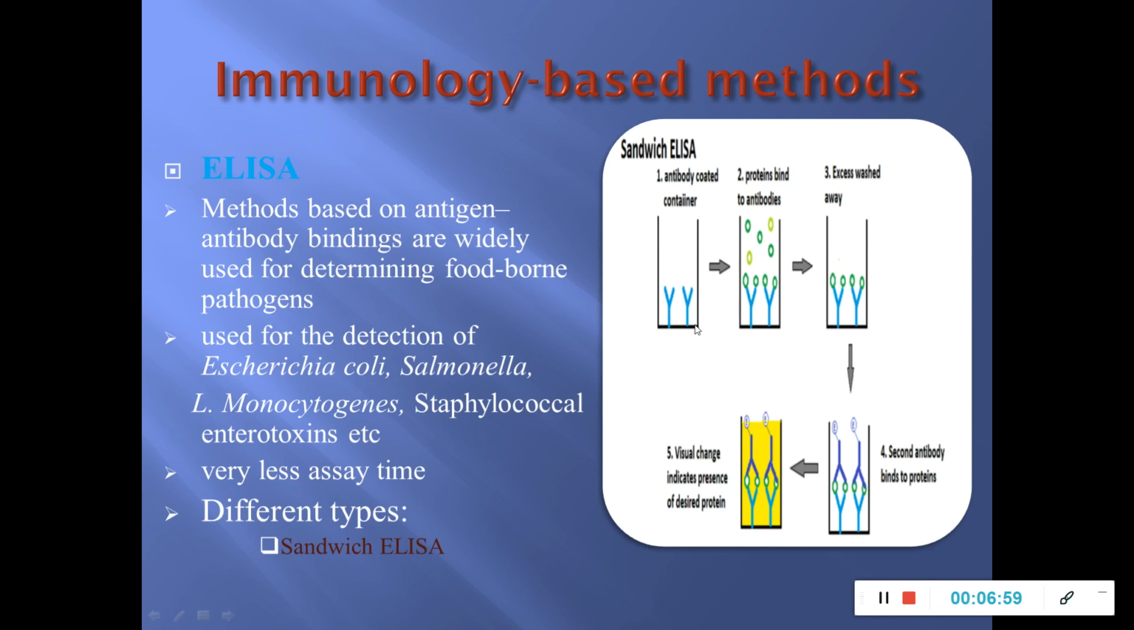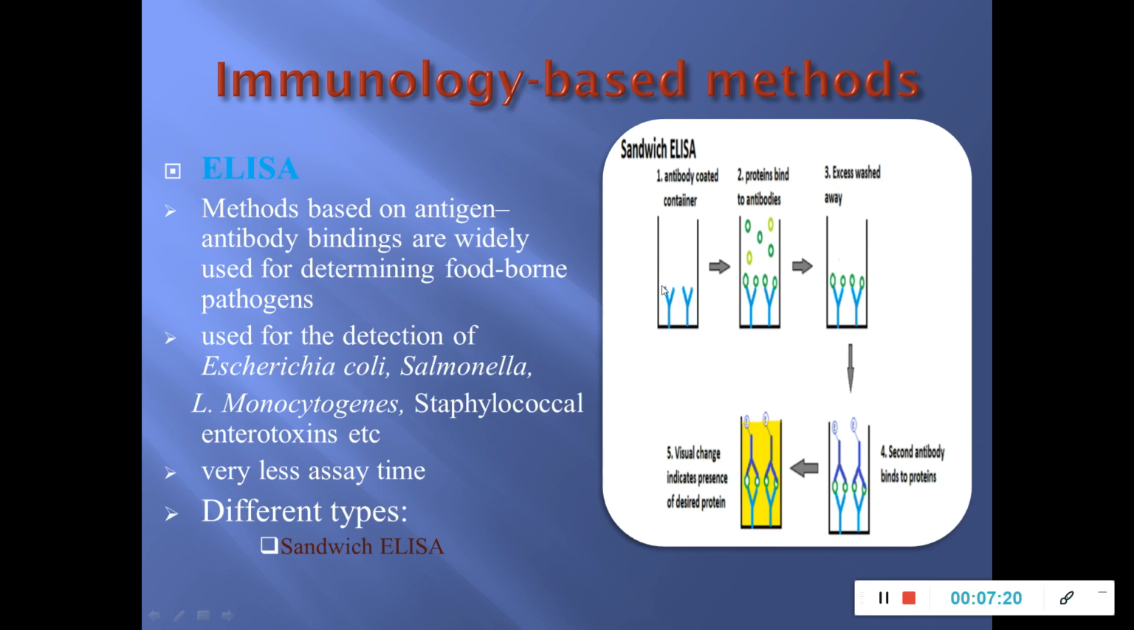Now just look at this well. This is a well. It is usually done in small plates called microtiter plates. You can purchase these microtiter plates which have already been coated with antibodies, or you can coat them with an antibody.